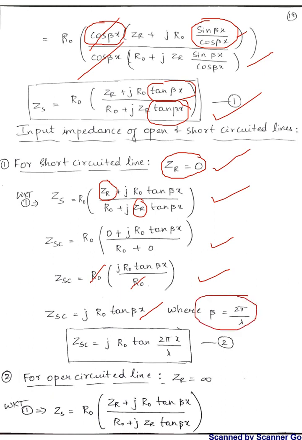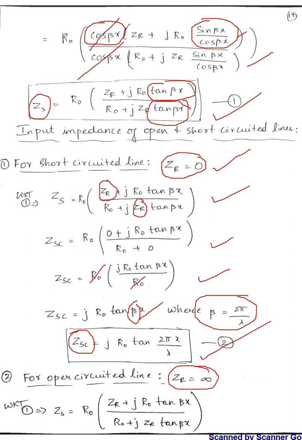2 pi by lambda. So I'm going to replace this beta as 2 pi by lambda. So the final ZSC equation is j R naught tan of 2 pi x by lambda. So this is ZSC. So I'm going to replace this Z dash as ZSC since it is a short circuit line. Now coming to the open circuit line, the condition is ZR is equal to infinity.